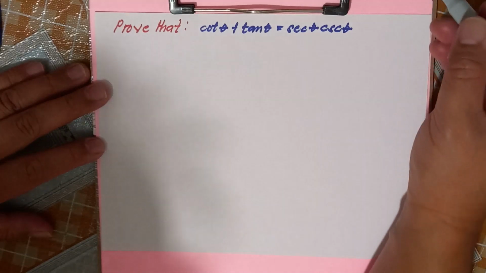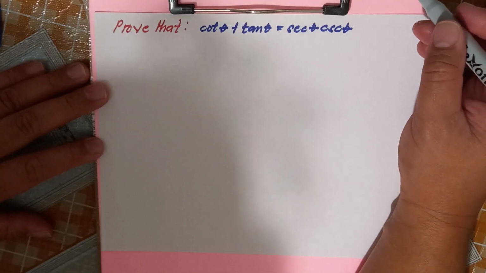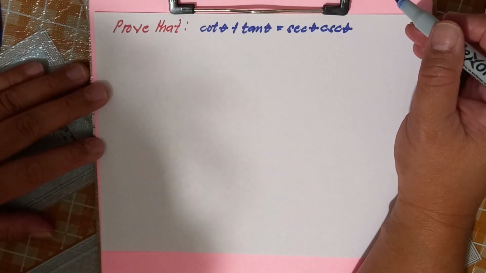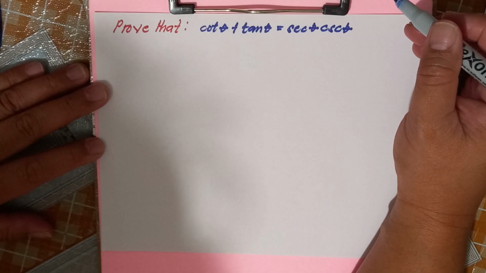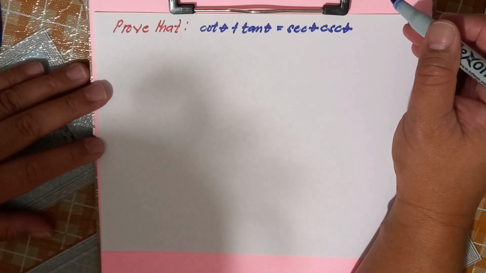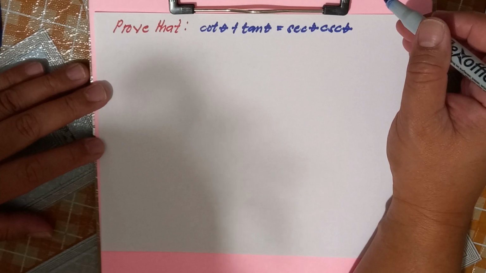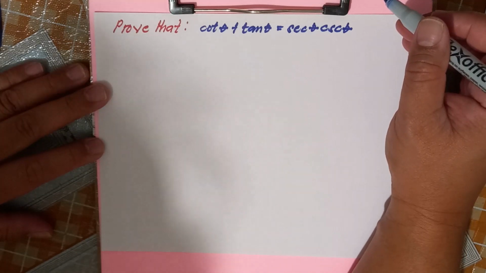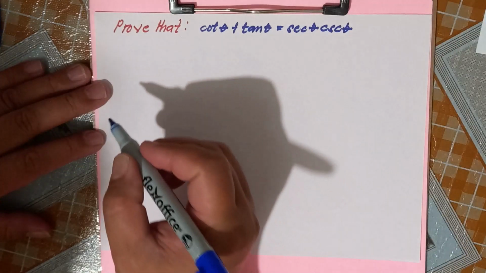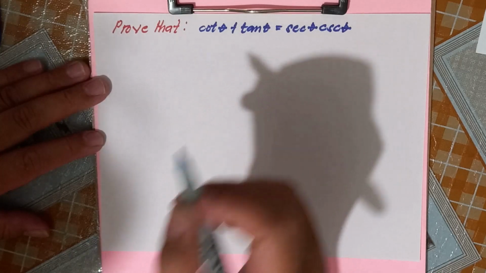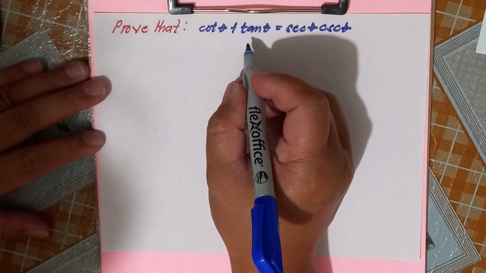And so we have here a problem to illustrate the proving of this trigonometric equation: cotangent theta plus tangent theta is equal to secant theta cosecant theta. Both sides are complicated, so we try to balance this in terms of sine and cosine. The very first step is to define cotangent theta and then define tangent theta.